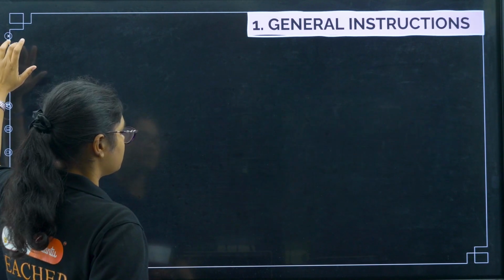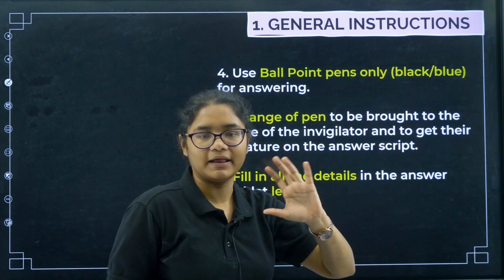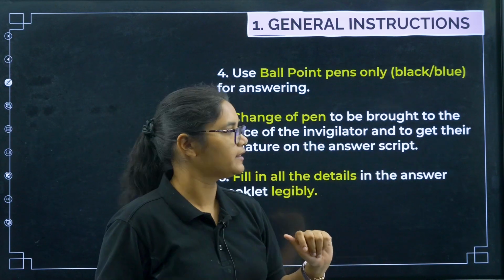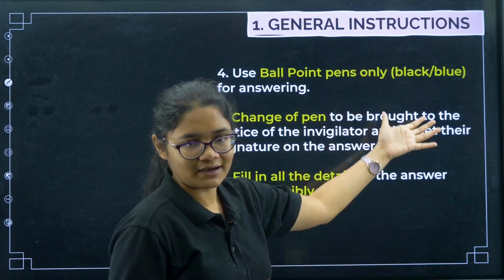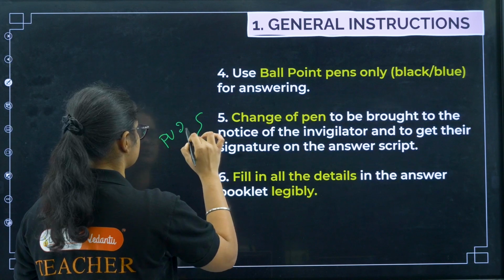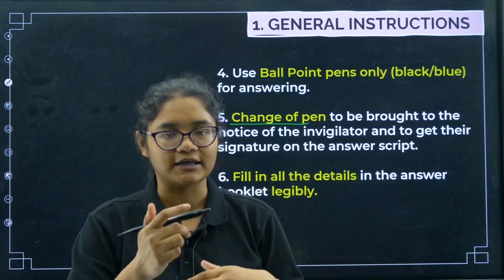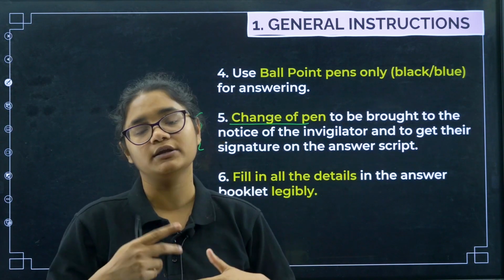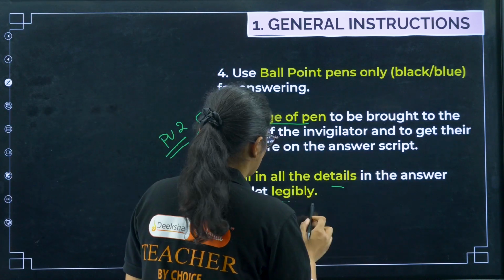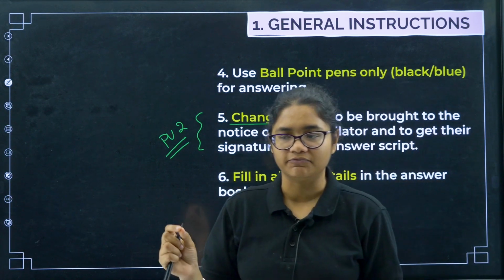These are especially for board examinations: you have to use only a ballpoint pen. Please do not use any ink pen, that will create a lot of chaos. You have to ask for ink if it is finished, and these things are not wanted in the exam. A simple blue or black ballpoint pen is fine. Next, especially for PU2 board examination students, if you are changing your pen, please inform the invigilator. He or she should sign and give you permission, then only can you change the pen. Next, fill in all the details in the answer booklet legibly: your name, roll number, subject code, any other details, fill them in first.